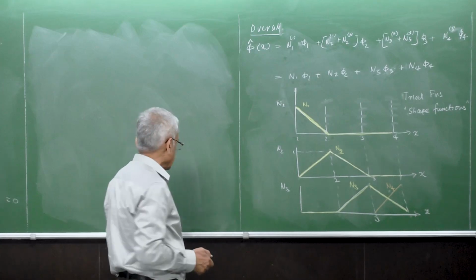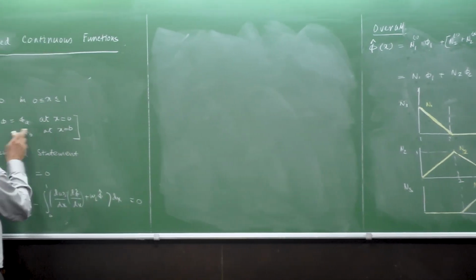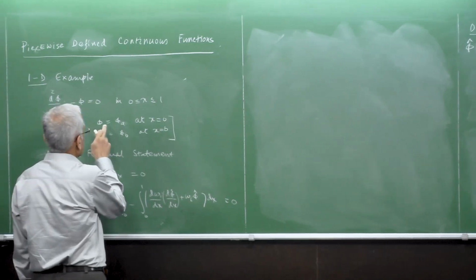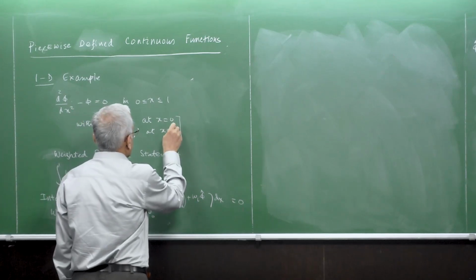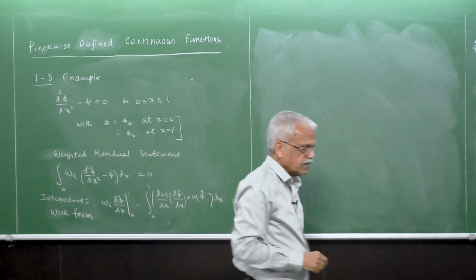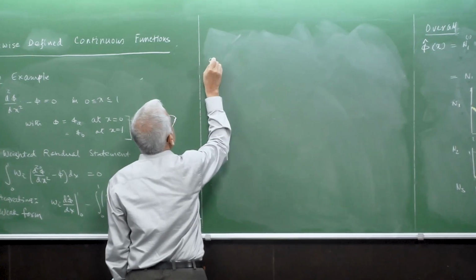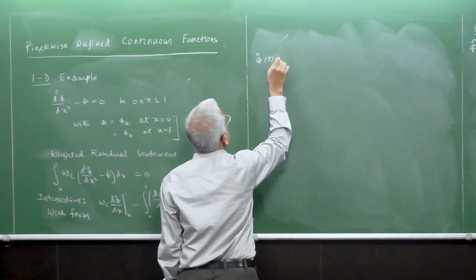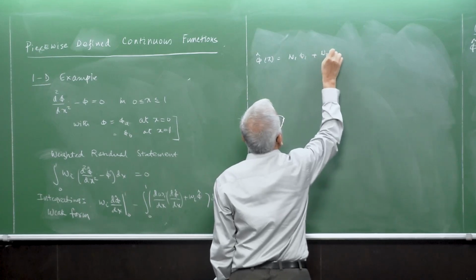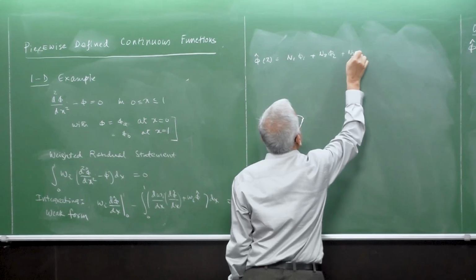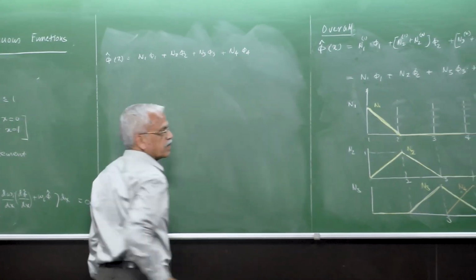Here there are boundary conditions on the function itself: phi is equal to phi a and phi b at x equal to 0 and x equal to 1. Looking at the expression for phi hat, phi hat is given as N1 phi 1, N2 phi 2, and N3 phi 3. This is the finite element approximation phi hat.